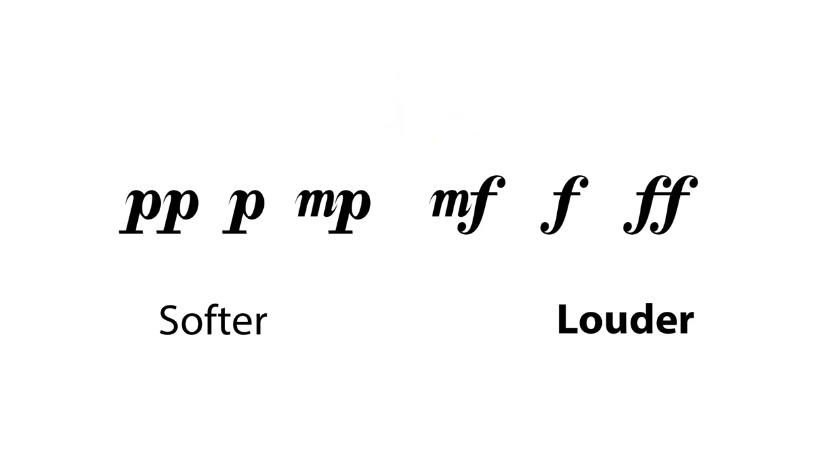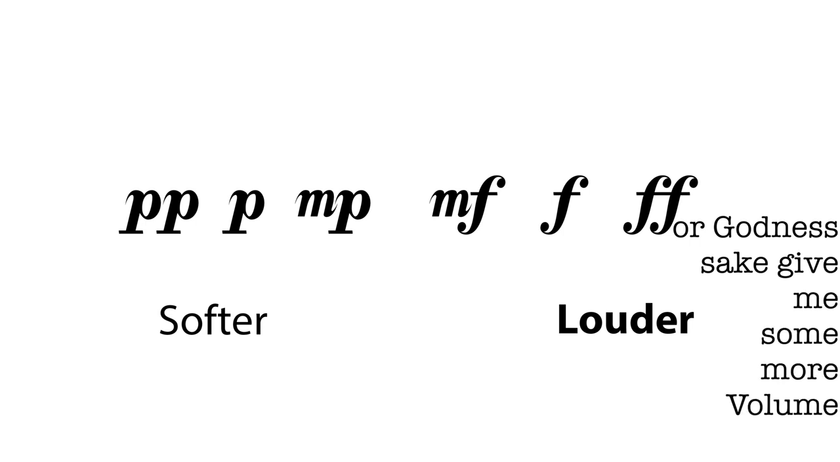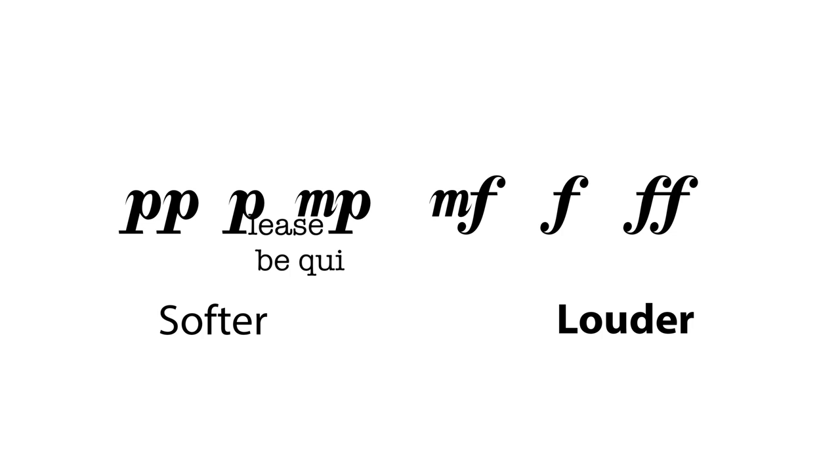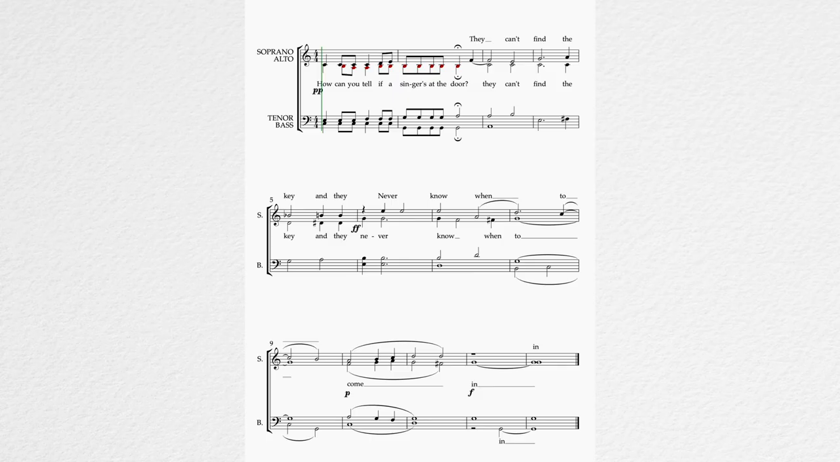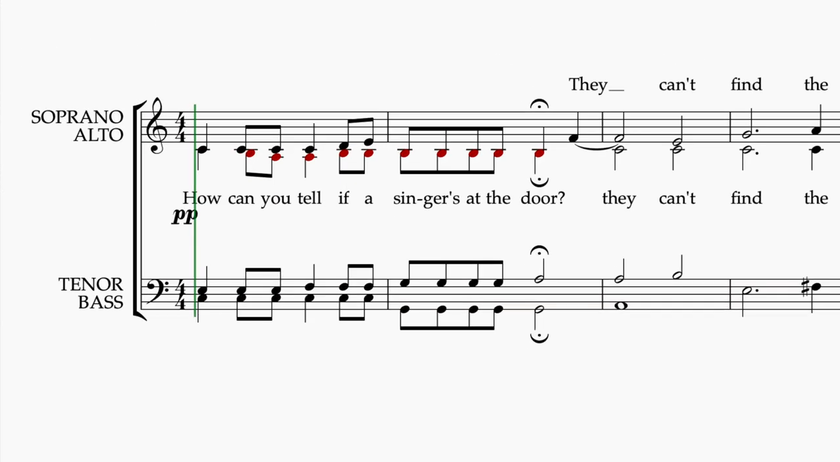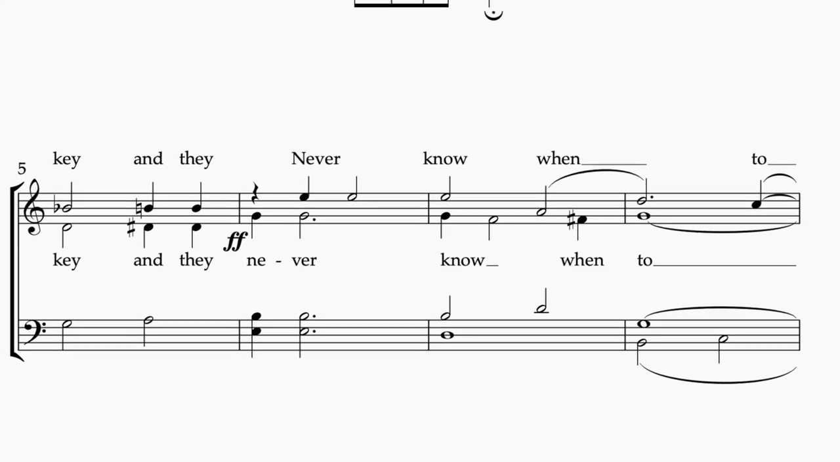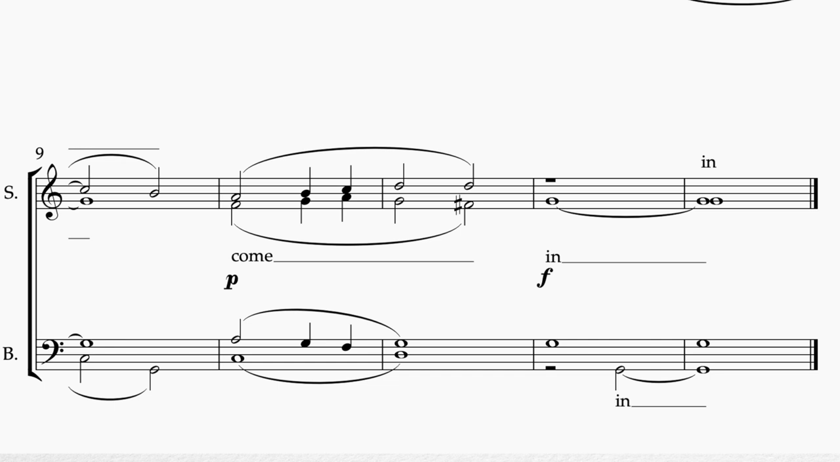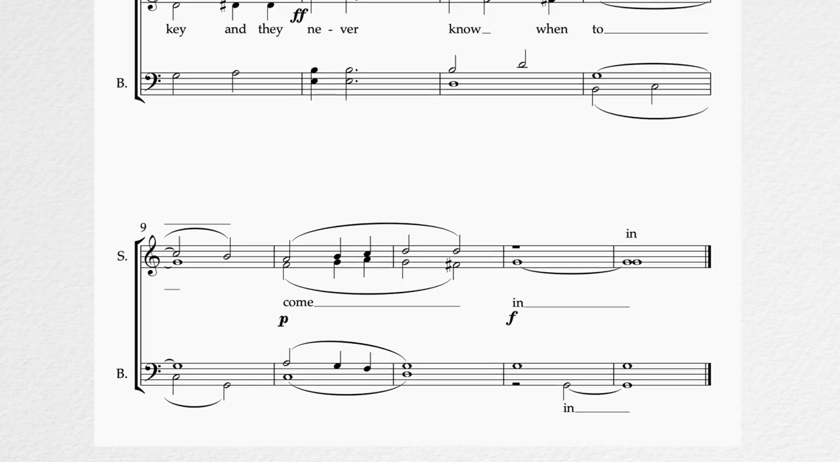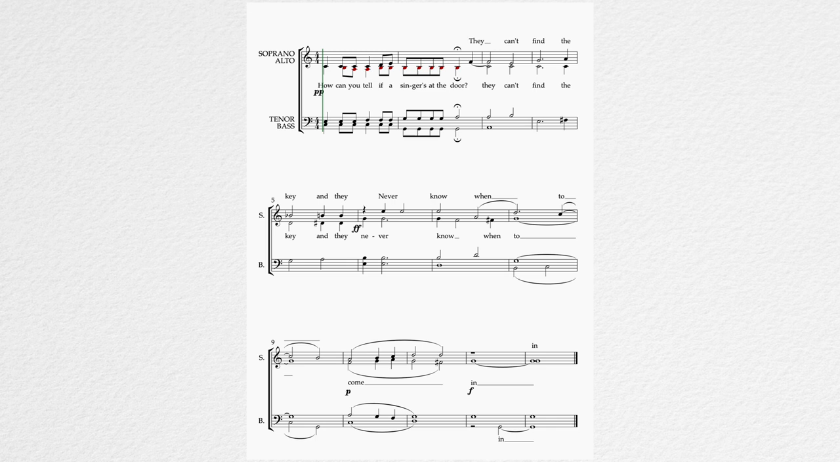So, to make it easier to remember, F, for goodness sake, give me some more volume, or P, please be quiet. Let's look at an example. Let's say a piece of music begins with the dynamic marking PP, or pianissimo, very soft, and then moves on to FF, or fortissimo, then later to P, and then to F, piano and forte. We know we should start at the quietest level right at the beginning, and end loud, but not quite as loud as the second section.